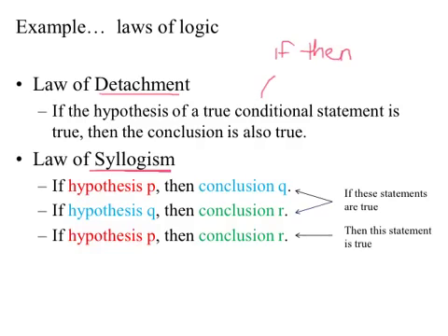So the law of syllogism: if hypothesis P, then conclusion Q. If hypothesis Q, see how those are connected, then conclusion R. So you can say that if hypothesis P, then conclusion R. Do you see how you have beginning, middle, and the middle becomes the beginning to the end, so you can say beginning to end. I have a good illustration we'll go over in class tomorrow, but pretty cool. So law of detachment and the law of syllogism.